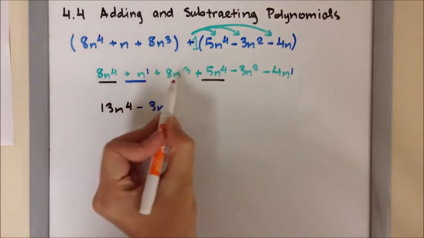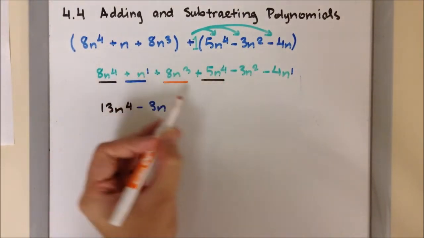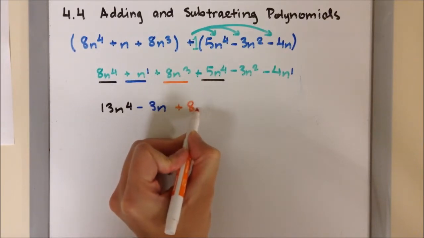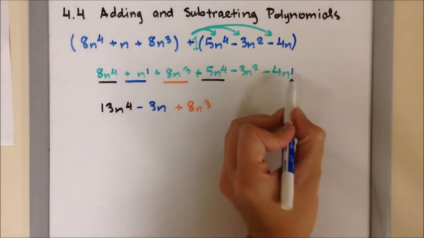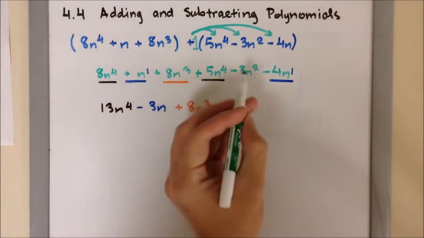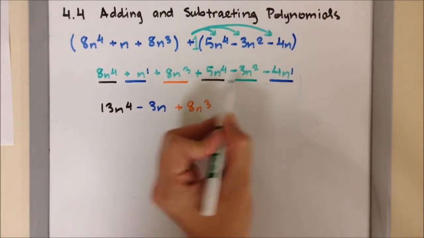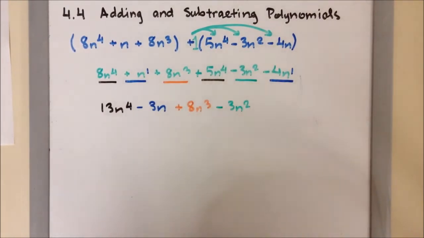Alright, I'm looking for 8n to the third. So I'm looking, and there's no other n to the third, so I'm going to bring this down. 8n to the third. And then let me underline this one in blue because I combined that n with that n. Last is the negative 3n to the second power, which there are no more, so I'll bring this down. Negative 3n to the second power. Alright. I underlined all my terms that I'm supposed to combine, and there's no more, so what I'm going to do next is put it in order.